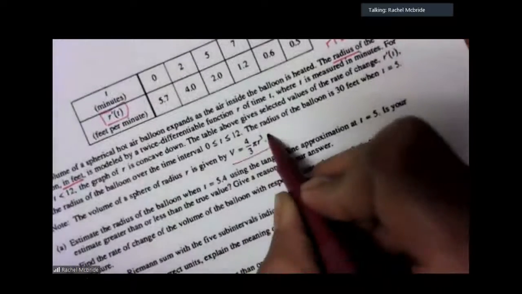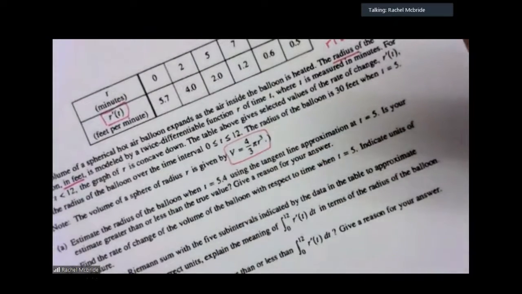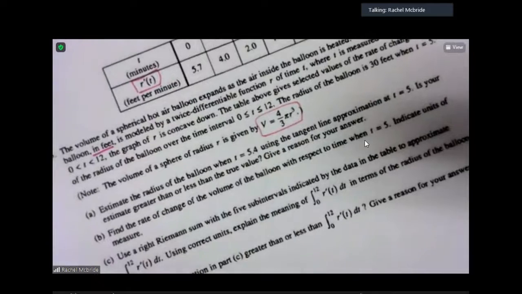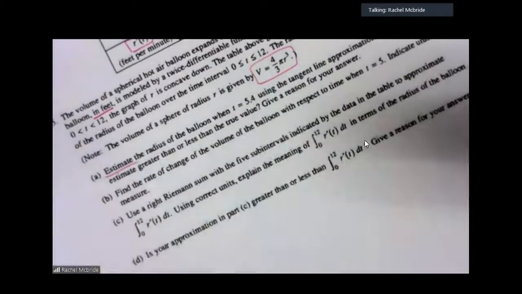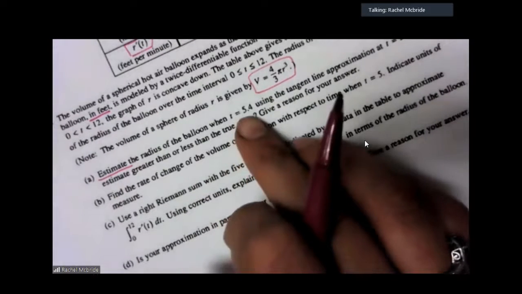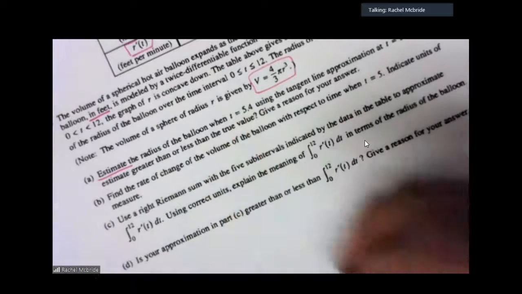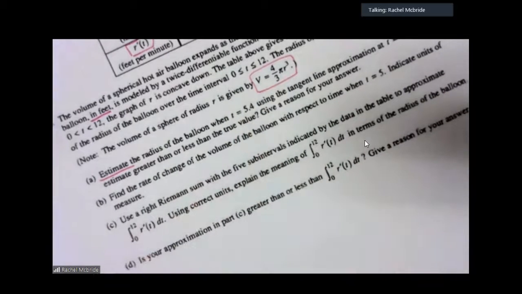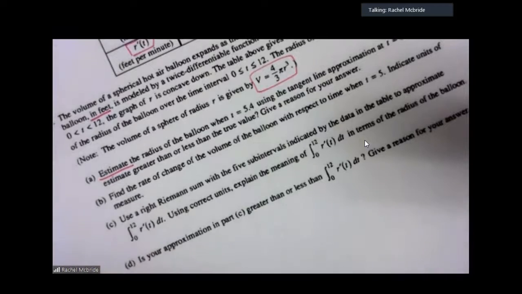I love that they gave me the geometric equation because you don't have to worry about memorizing that. Part A, estimate. So we don't know the real function. We can't find the real answer. So if we want to estimate the radius of the balloon at 5.4, you are finding the slope of the derivative around 5.4.